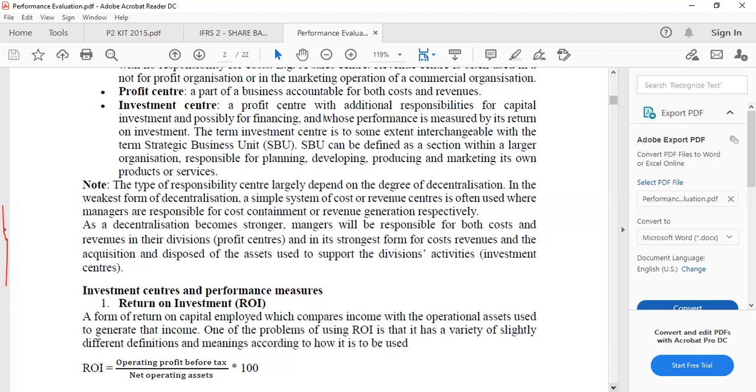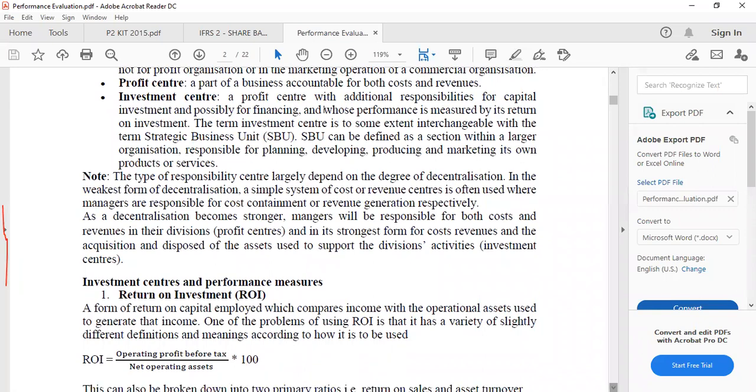The first one is what we call return on investment, the ROI, which is calculated the same as the return on capital employed, which is the net profit before tax over net operating assets. So it is basically the same as return on capital employed. All these things are multiplied by 100.